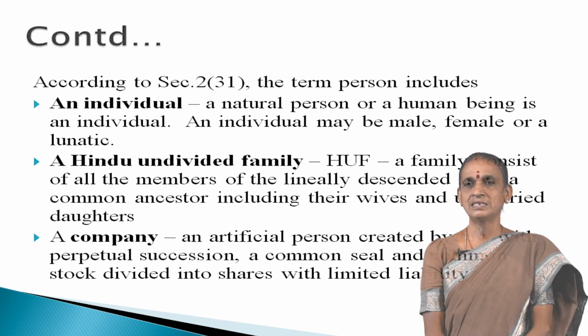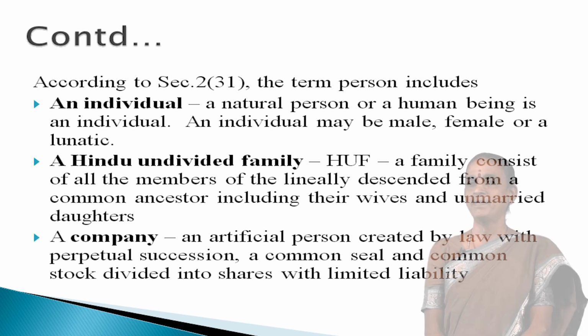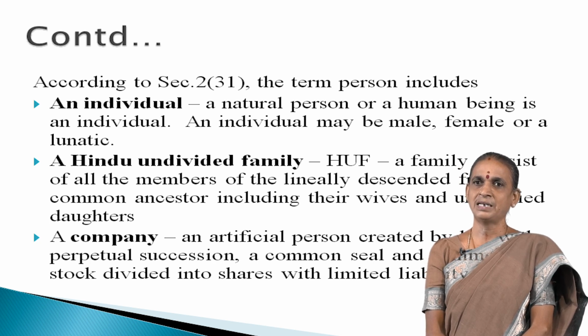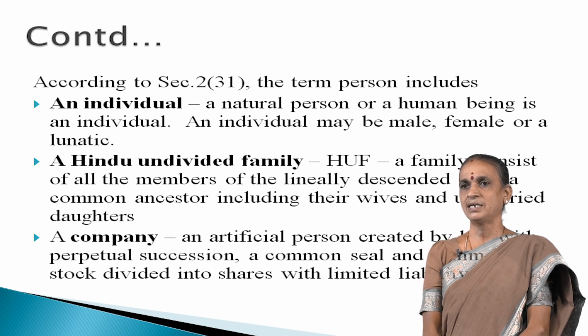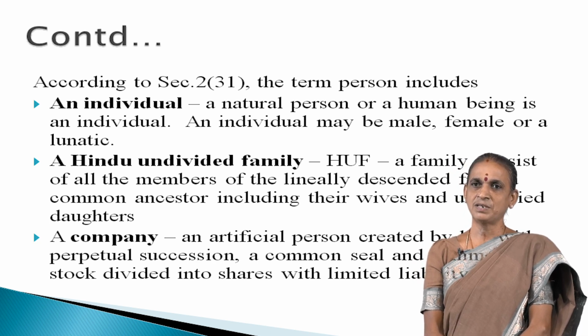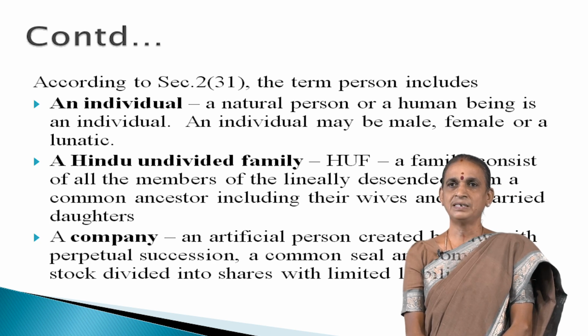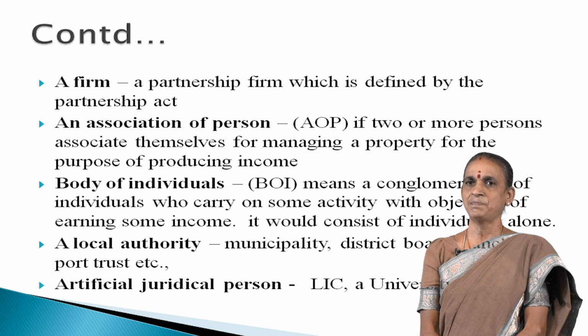A family consists of all the members lineally descended from a common ancestor, including their wives and unmarried daughters. A company is an artificial person created by law with perpetual succession, a common seal and common stock divided into shares with limited liability. A firm is a partnership firm which is defined by the Partnership Act.